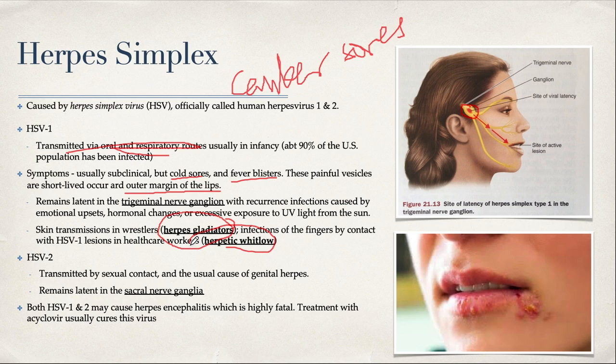And then you have herpes simplex virus 2, which is mainly transmitted through sexual contact, and so the usual cause of genital herpes, but in that case it remains latent in the sacral nerve ganglia, and so not the trigeminal nerve but the sacral, because the organism is introduced in the lower part of the body. Both can cause encephalitis or inflammation of the tissues that surround the brain, and in those cases it's highly fatal. Acyclovir is also very effective in treating this.